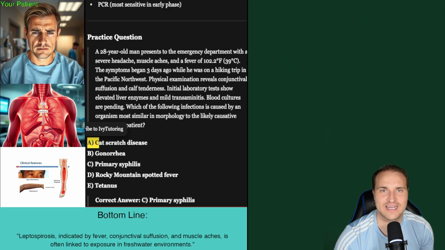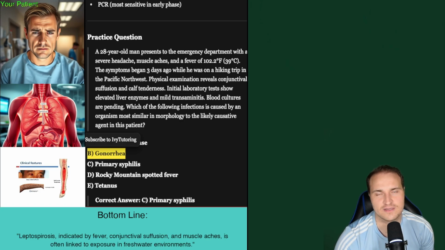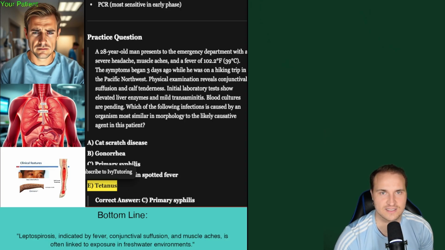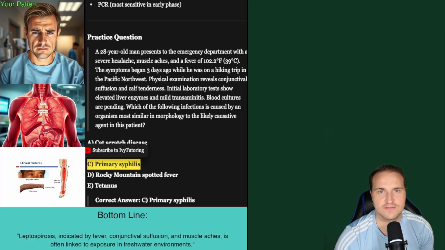It's not cat scratch disease. It's a gram-negative bacillus, not a spirochete. Gonorrhea, Neisseria gonorrhoeae, is a gram-negative diplococcus, not a spirochete. Rocky Mountain spotted fever is an obligate intracellular coccobacillus, so different, and tetanus is a gram-positive spore-forming rod. Whereas syphilis is a spirochete that is associated with Treponema pallidum. So leptospirosis has that in common with Treponema pallidum, which is the spirochete that causes primary syphilis.